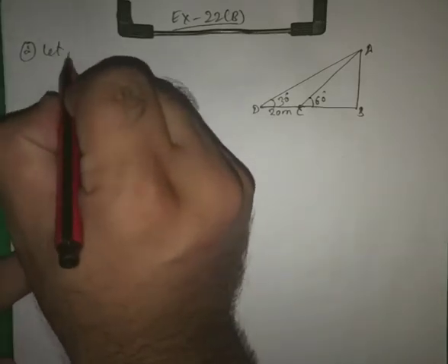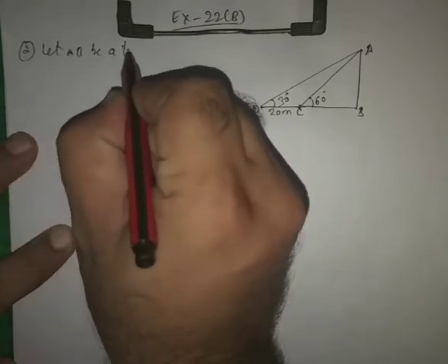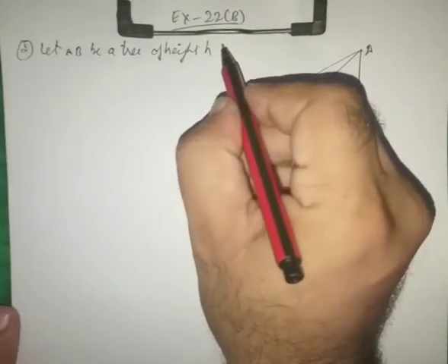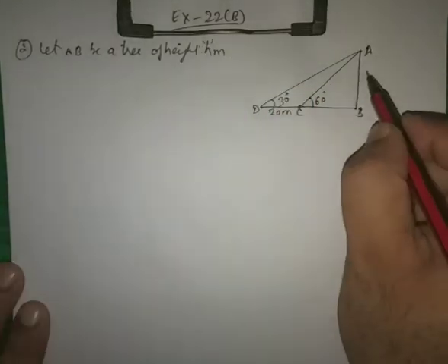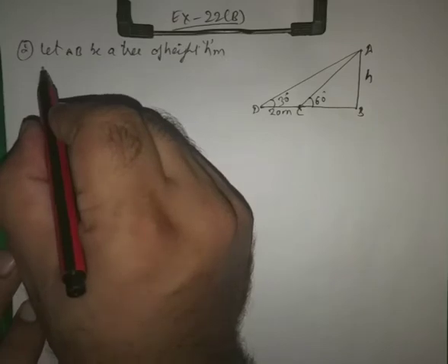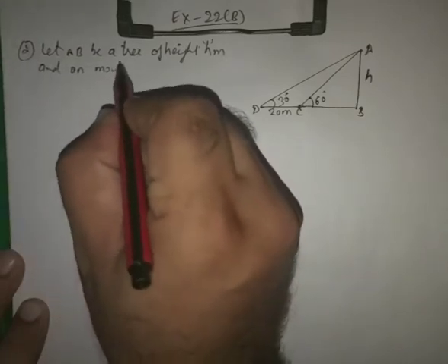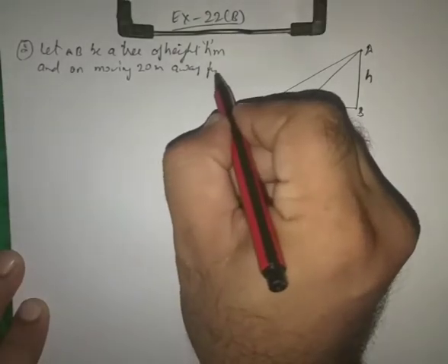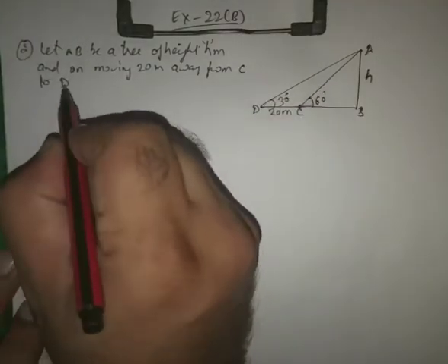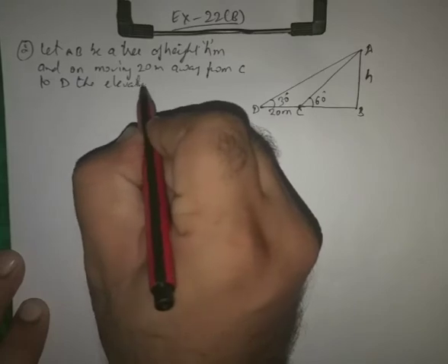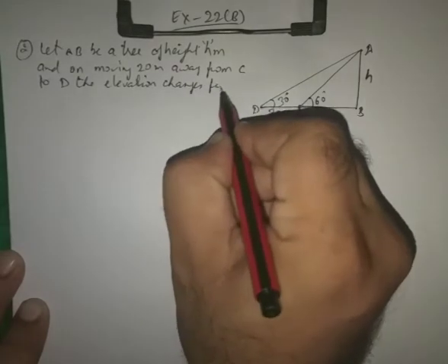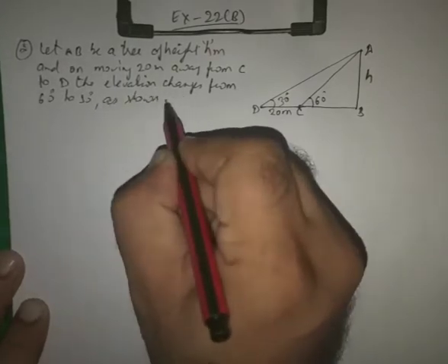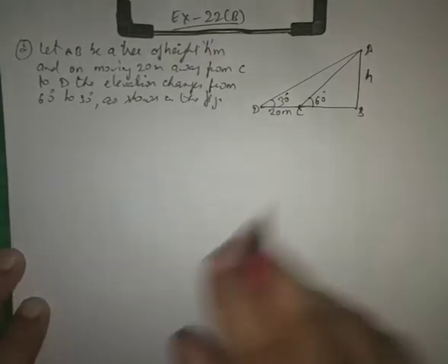So now we have to describe the things. Let AB be a tree of height h meter, which means I am saying that this is h meters, and on moving 20 meter away from C to D, the elevation changes from 60 degrees to 30 degrees, as shown in the figure. Now we have to find h.